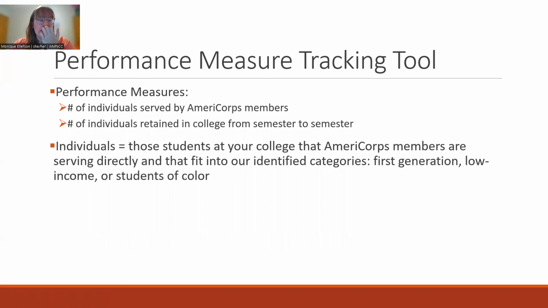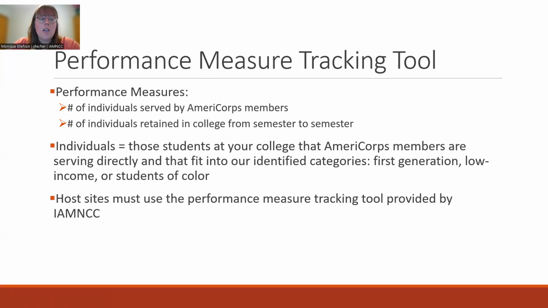So individuals in this case, for our program purposes, are those students at your college that the AmeriCorps members are serving directly and that fit into our identified categories of: do they identify as first gen, low income, or students of color? It should be "and or" students of color, because obviously there's a lot of overlap with those identities. Host sites must use the performance measure tracking tool that is provided to you.